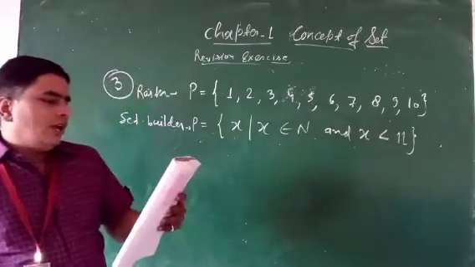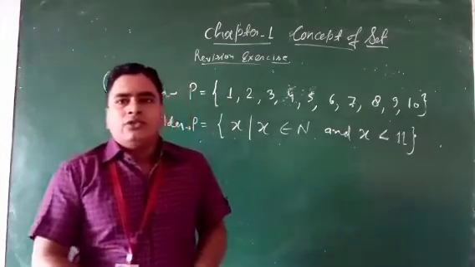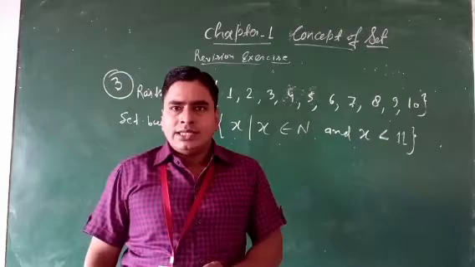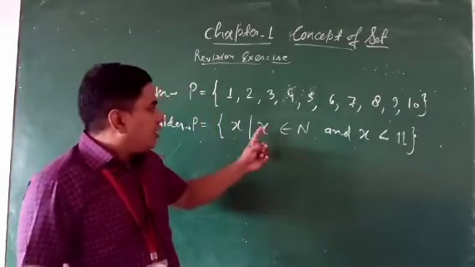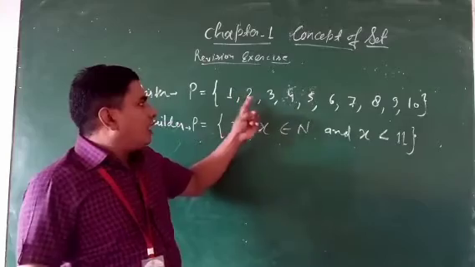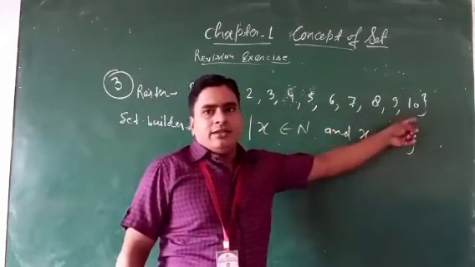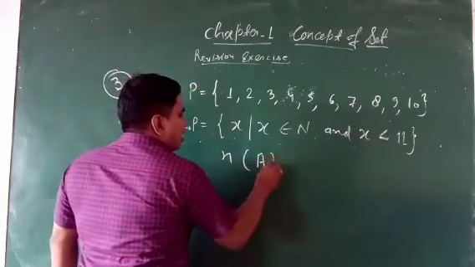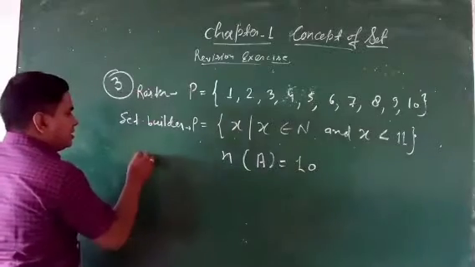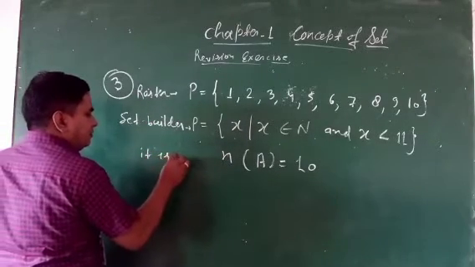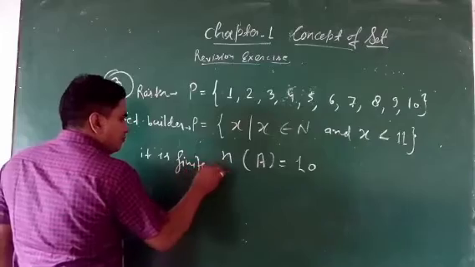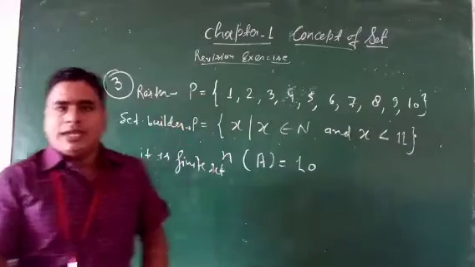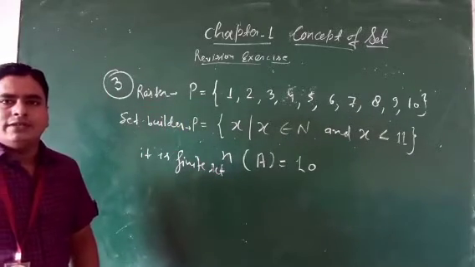Okay? Now, a set is finite means it consists of a finite number of elements, means it is a countable set. You see here the number of elements of this set: 1, 2, 3, 4, 5, 6, 7, 8, 9, 10. How many elements are there? 10. So what is the cardinal number? n of P is equal to 10. It is a finite set. Clear? Okay, it is a finite set.